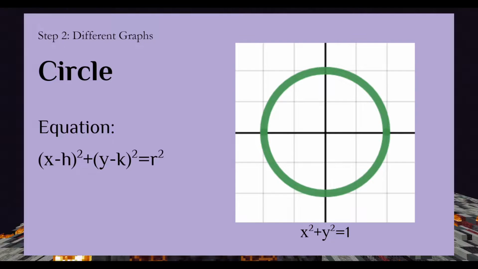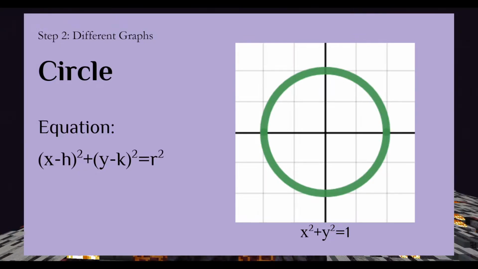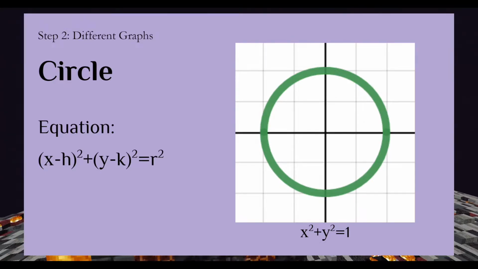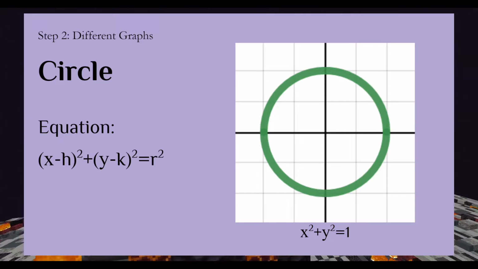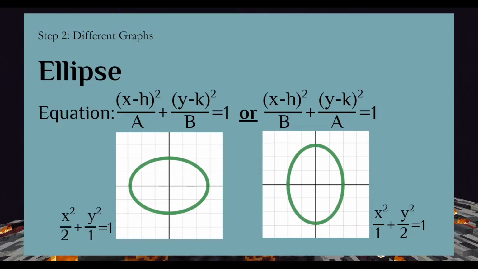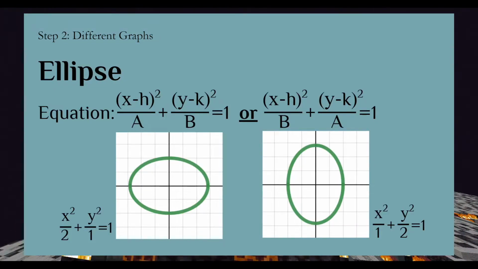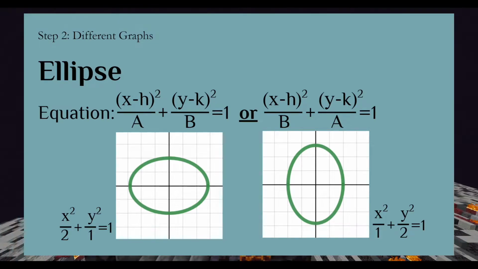Next is the circle. Again, I'll go over graph transformations later, so for now ignore the h and the k, just like the parabola and the fat parabola, but just know that the r in this equation is the length of the radius. Next is the ellipse. Now, a circle is pretty much an ellipse, except both the major and minor axes are the same.